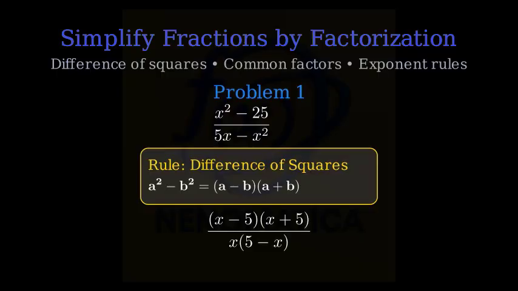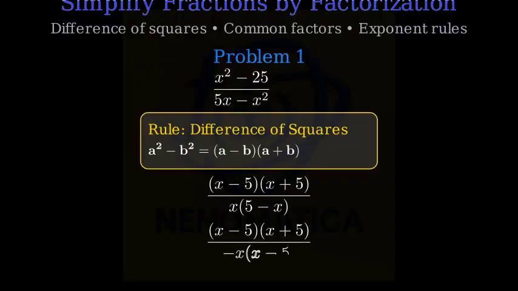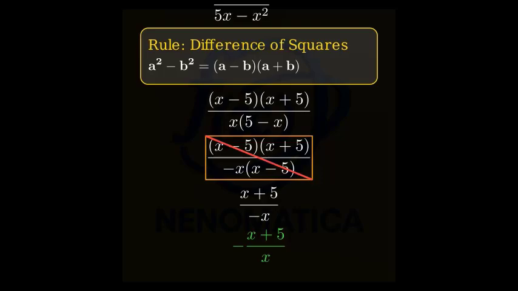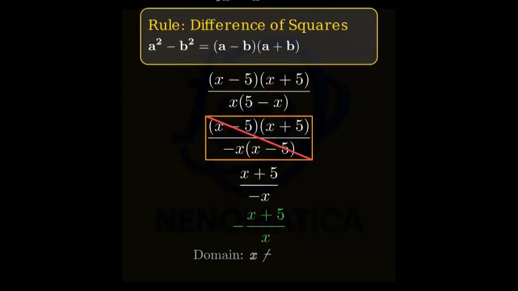Step 2. Use the negative sign trick for 5 minus x, which equals negative of x minus 5. Rewrite the denominator as negative x times (x minus 5). Step 3. Cancel the common factor x minus 5 from numerator and denominator. Step 4. Clean up the negative sign. The simplified result is negative of x plus 5 all over x. Always state domain restrictions from the original denominator. X is not equal to 0 and x is not equal to 5.